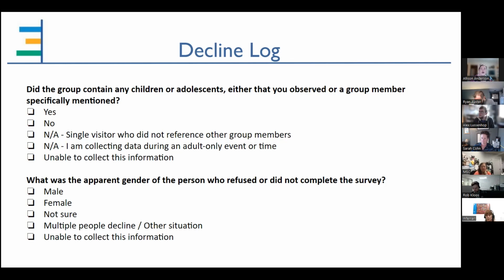For the group composition or group type, we have the very straightforward yes or no, but also just a single visitor that didn't reference anyone. Maybe there were more people, maybe there weren't. Or some people have adult-only events or adult-only hours they might collect data during, and so by default, we would know that those groups don't have children in them.